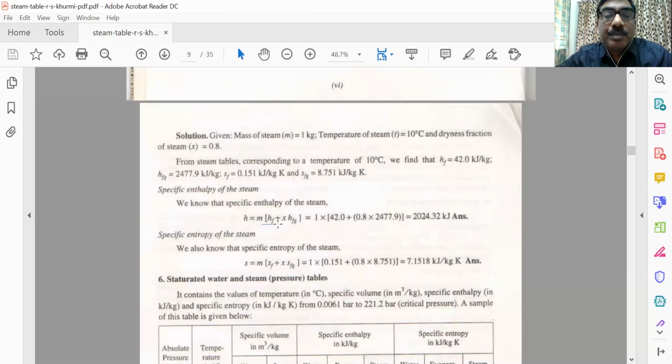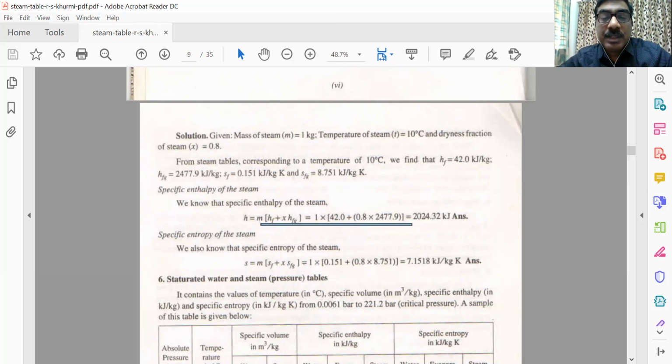At that particular point, you have 2024.32 kilojoules. So that much enthalpy will be there in the steam. Similarly, you can calculate the entropy at that particular point. Same rule: here also you have to take SF plus 0.8 as the dryness fraction into the total SFG. Then you will get the entropy at this point. So this is the way we have to find out enthalpies at different points.